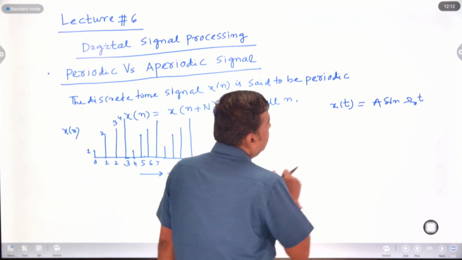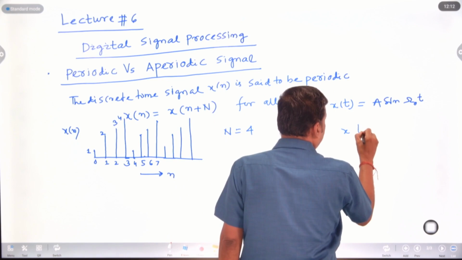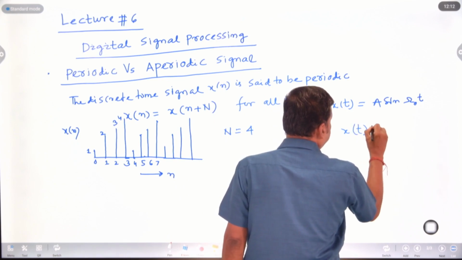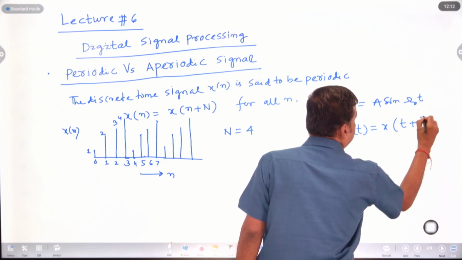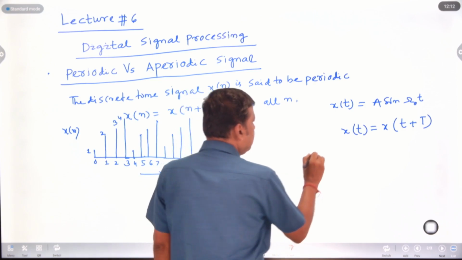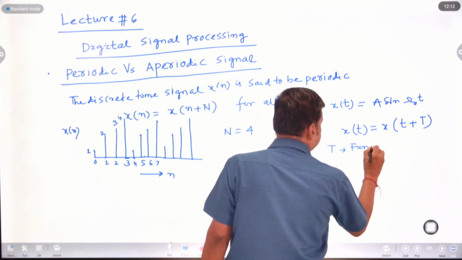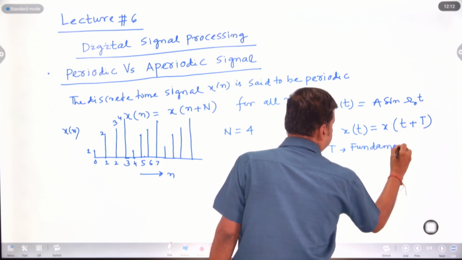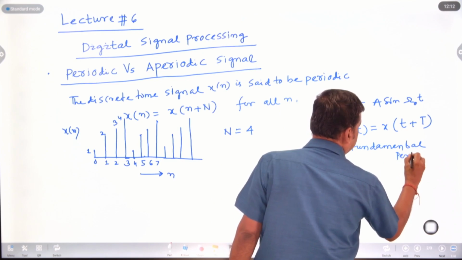For a continuous time signal, the condition for being periodic is x of t equal to x of t plus capital T. Here capital T is nothing but the fundamental period.